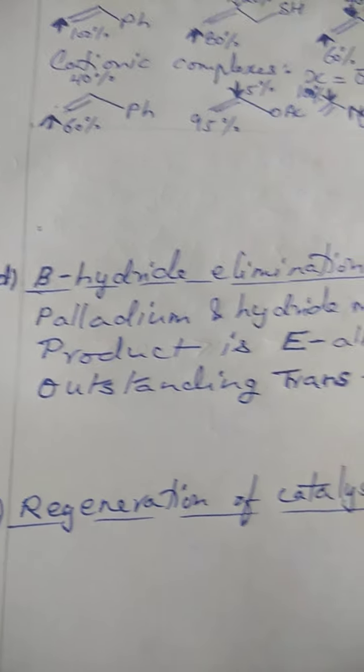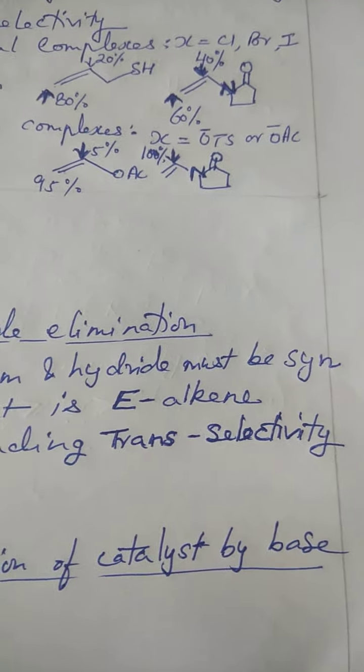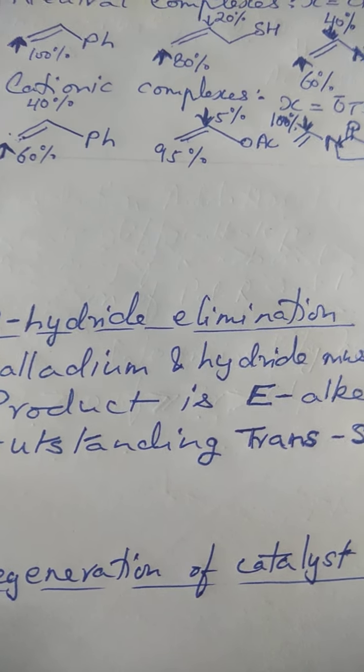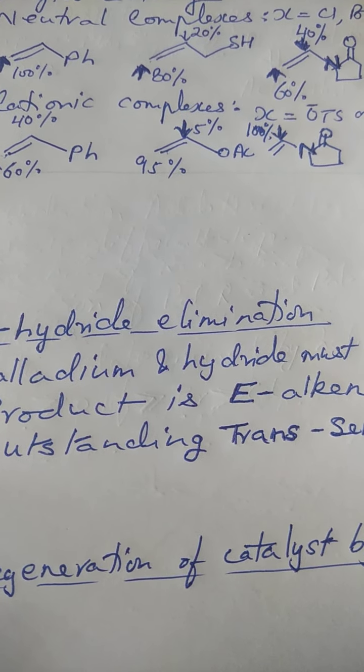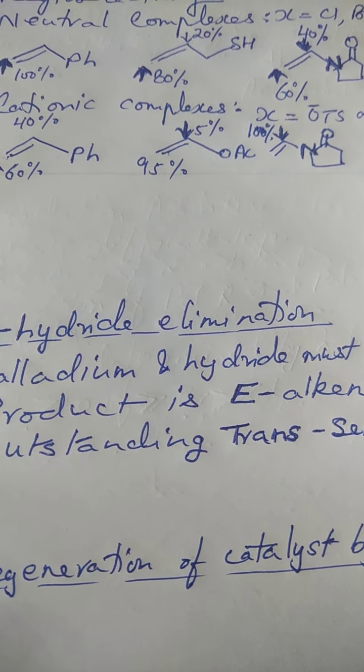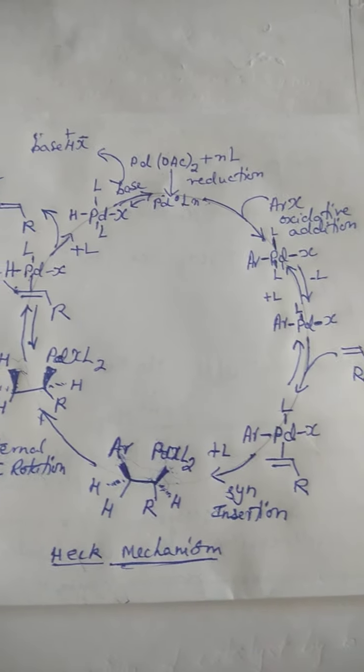Now after this, the regeneration of the catalyst occurs. How does it occur? By a base. The regeneration, that is palladium 2 is again converted into palladium 0 valent, takes place in the presence of a base, because the base is the one which takes away the H positive and the X negative. So H and X are removed with the help of the base. So a salt is formed, and at the same time the Pd0 catalyst is regenerated. This is the Heck mechanism cycle.